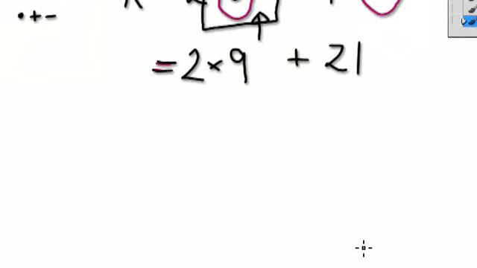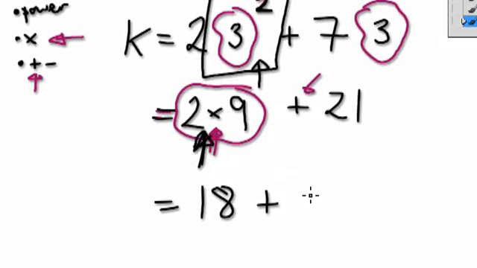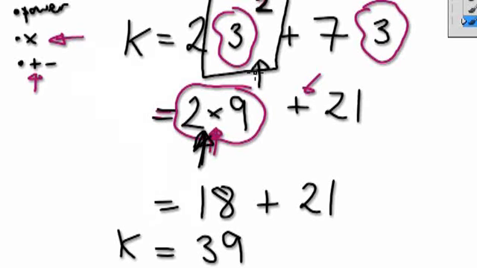Now let's work out this bubble first, because multiplying here is more important than adding. So we've got to do this first, and whatever the answer is, then we can add it to 21. So yeah, because multiplying is more important, we've got to work out this bubble first. So 2 times 9 is 18, and now plus 21, so that becomes 39. So k equals 39.